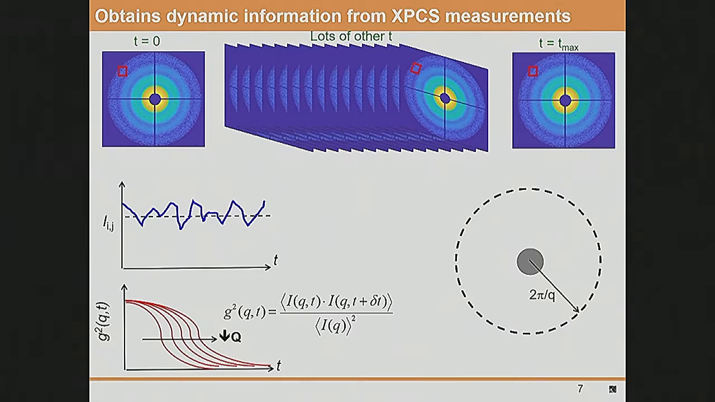But what we do is we calculate the autocorrelation function, which for the mathematicians are here. And this is what we get, a curve that goes down like this. So this is the detector, what it sees.